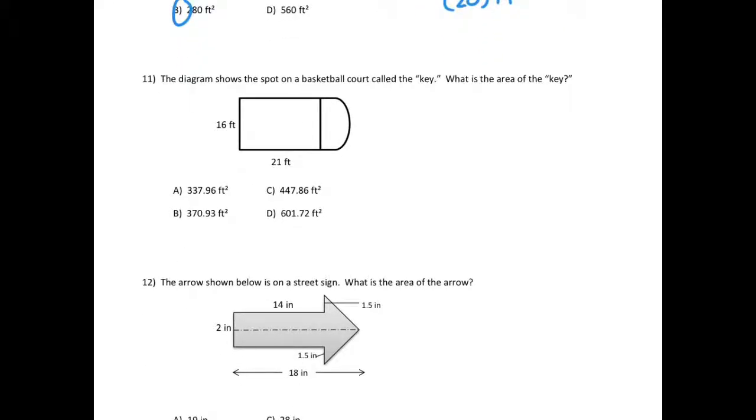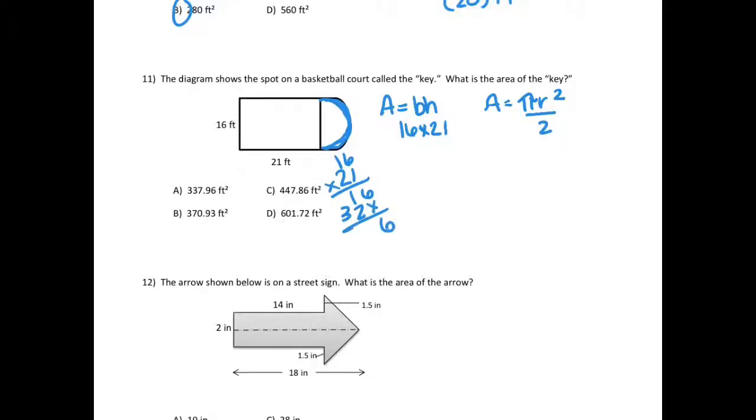Number 11. The diagram below shows the spots on a basketball court called the key. What is the area of the key? Okay, so the key should look more like a semicircle, and it doesn't. It looks more like a funky circle. But we're going to find 2 formulas. We're going to find the rectangle, and then we're going to find the semicircle. So first our base times height is 16 times 21 on the rectangle. So if I multiply 16 times 21, I get 336. And remember, this is the one I told you that the answers are not right on here.